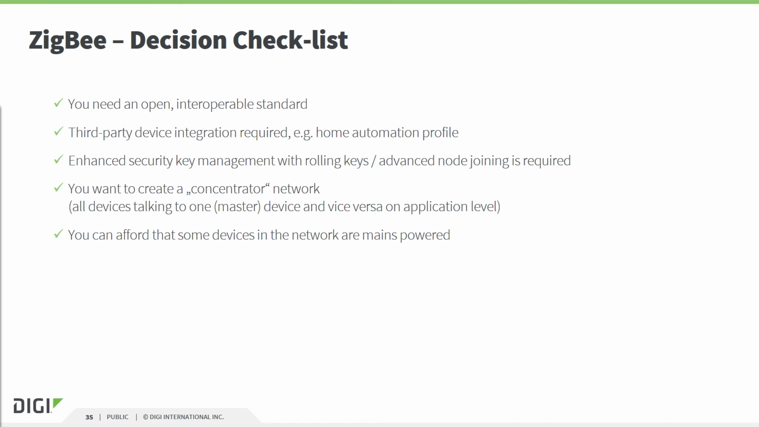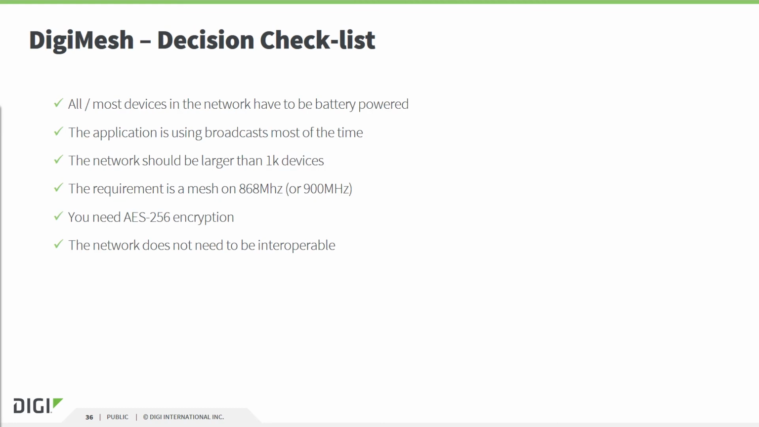We have created a decision checklist for you to be able to find out if ZigBee is the right protocol for your application. We also created a checklist for DigiMesh to be able to find out if DigiMesh fits better in your use case.